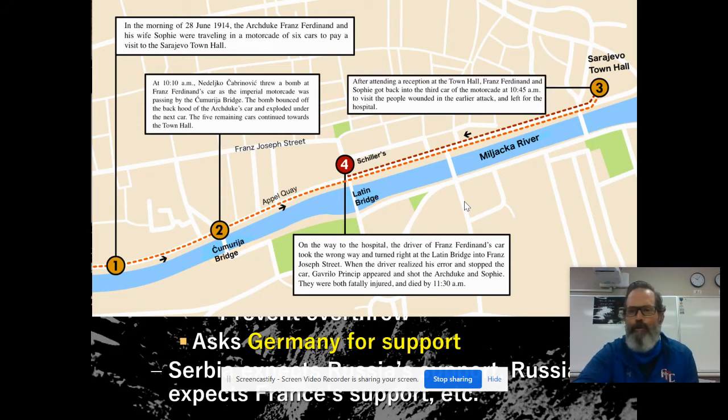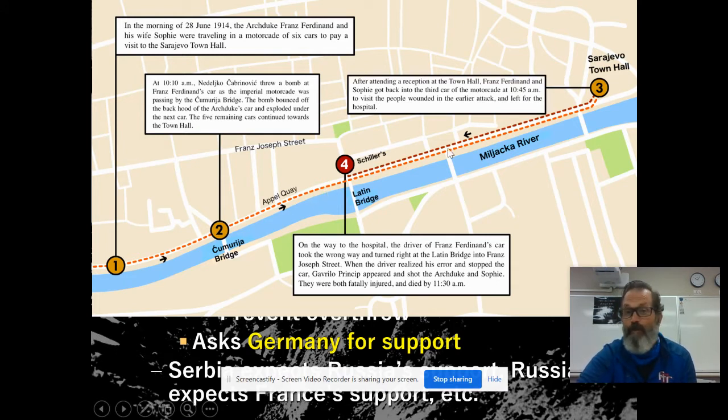This map kind of shows the day's events. So early on that morning, he arrives here on number 1, and they go in a motorcade downtown. They're going to town hall, and at a little after 10 o'clock in the morning, the first attempt on his life is made. What they had done is they had spread out along this route. And again, Princip got scared, and he kind of went away after this attempt.